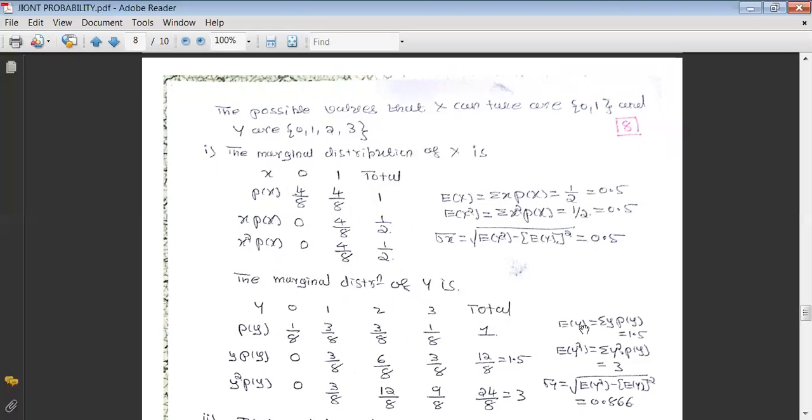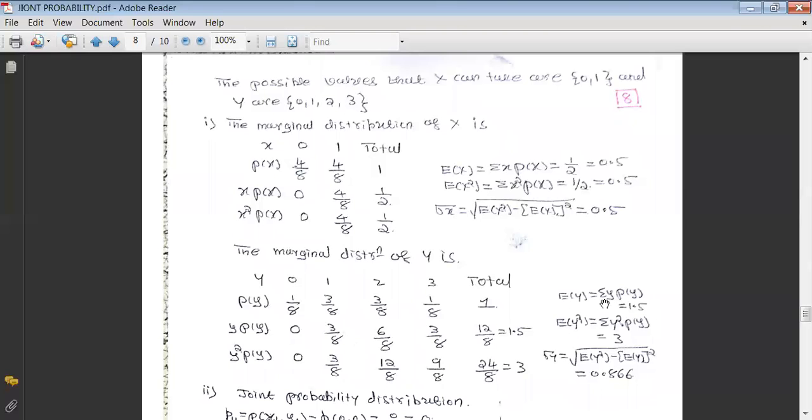Now calculate expected value of y, which is required further. Expected value of y is given by summation of y into p of y. Total of y into p of y is 1.5, that you have written here. Expected value of y square is total of y square into p of y, that is 3.